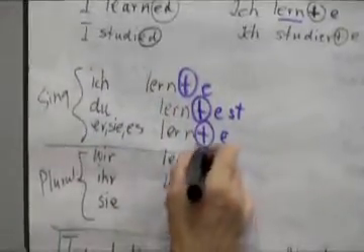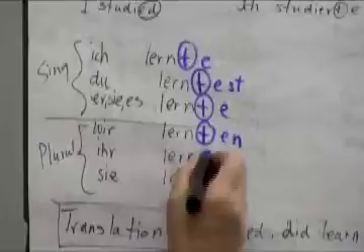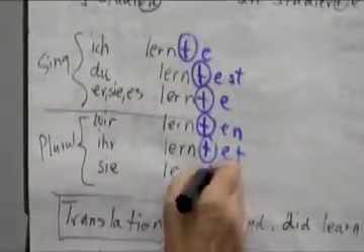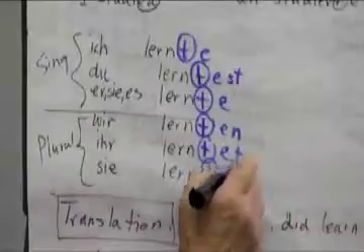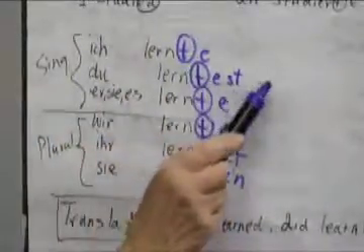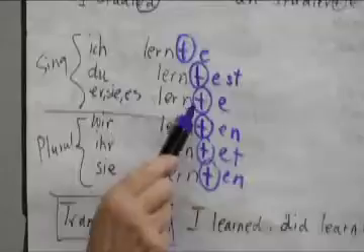Wir lernten, T to the stem. Ihr lerntet, T to the stem. Sie lernten, T added to the stem, and then the personal ending. So, ich lernte, I learned. Du lerntest, you learned. Er, sie, es lernte, he, she, it learned. Wir lernten, we learned. Ihr lerntet, you all learned. And sie lernten, they learned.